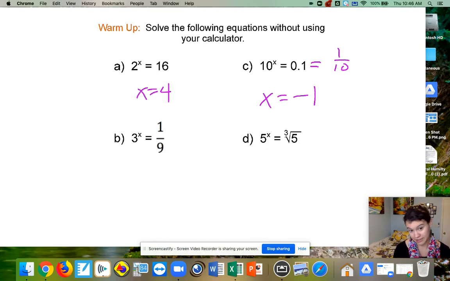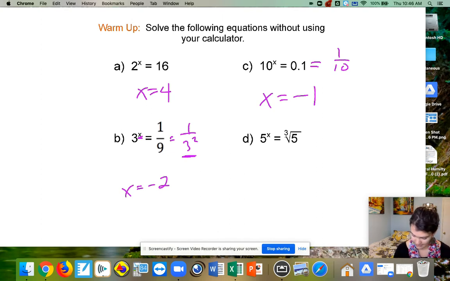Here we're on the bottom again, so obviously we need some sort of negative exponent. We want this in terms of 3. So how can I rewrite this in terms of 3? Well, we have 1 over 3 squared. And again, we're on the bottom, so this needs to be a negative exponent. So you have x equals -2.